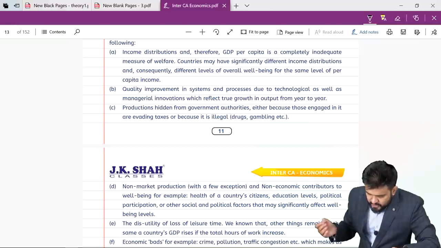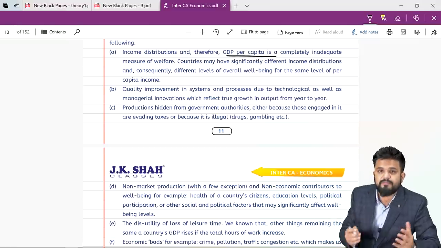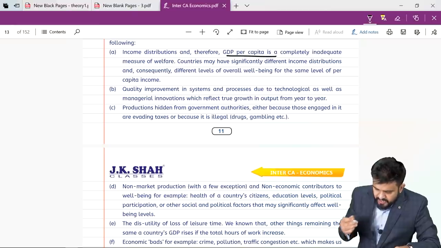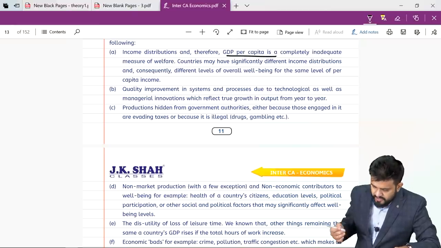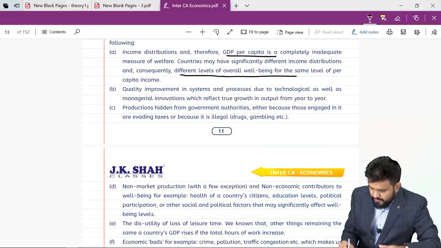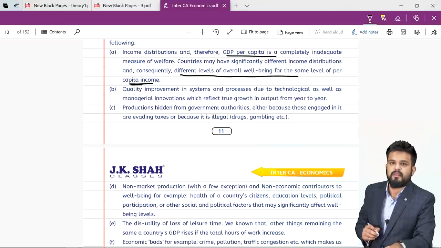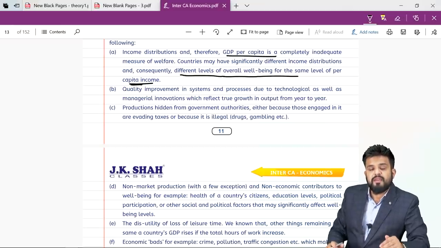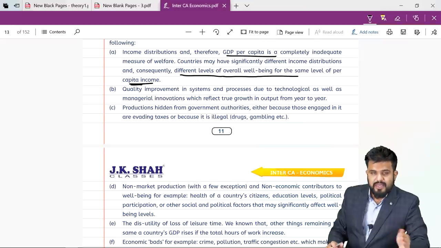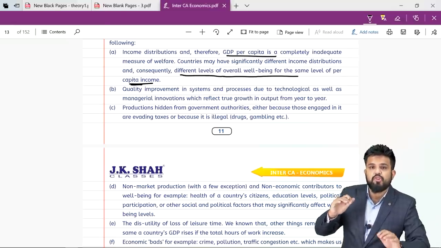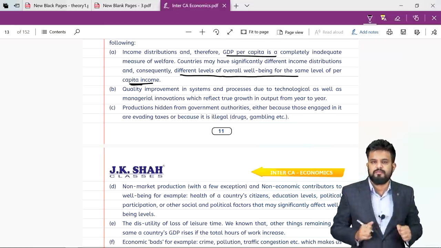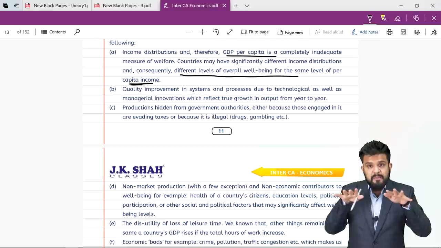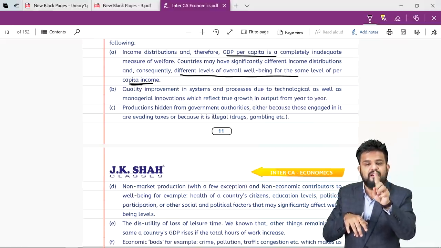First point, income distribution, and therefore GDP per capita, this is nothing but your per capita income, is a completely inadequate measure of welfare. Countries may have significantly different income distribution and consequently different levels of overall well-being for the same level of per capita income. Here they are saying, if a country's per capita income increases, it means the country's GDP has gone up. Now that doesn't mean higher per capita income always means higher welfare. No. Countries may have the same per capita income, but welfare may differ from country to country.